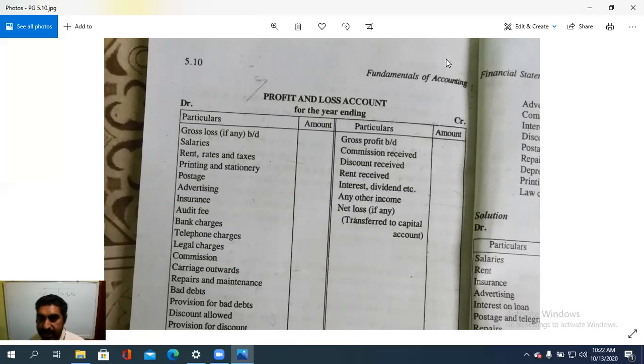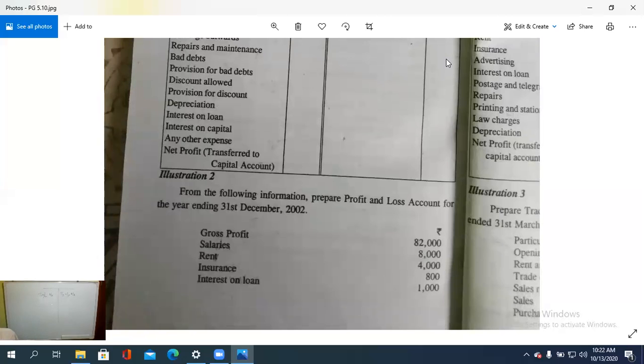Commission received, discount received, rent received, interest, dividend, etc. Any other income is also to be credited. Then take the balancing of these two. If the credit side is exceeding the debit side, it is an indication of net profit, and vice versa. It means if the debit side is more than the credit side, it's a case of net loss. So from the following information, we will prepare one problem. We will do one problem regarding this.